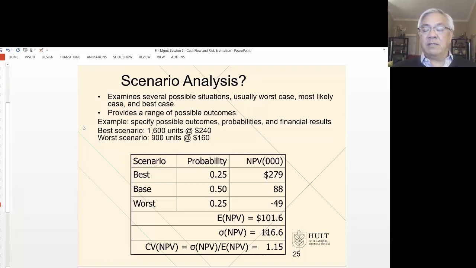The standard deviation is 116, and that's kind of scary that the amount of variation could be so high. And so what we look at is the coefficient of variability, which is the standard deviation of NPV divided by the expected NPV. It's 1.15. So it's a fairly high coefficient of variability.